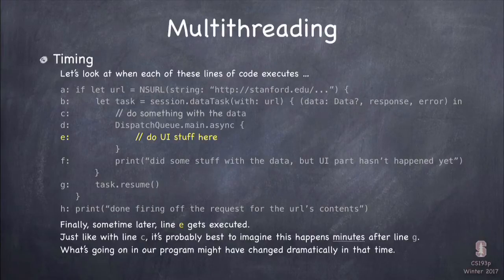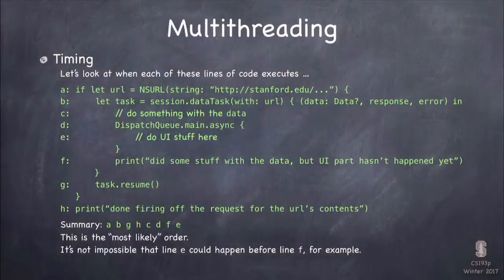Does everyone understand that process? So to summarize, it's A, B, G, H, C, D, F, E. Now, the thing about this, it's actually not necessarily exactly this way, because when you dispatch things to the main queue from the main queue, they could run right away. So it is possible that E could happen before F.